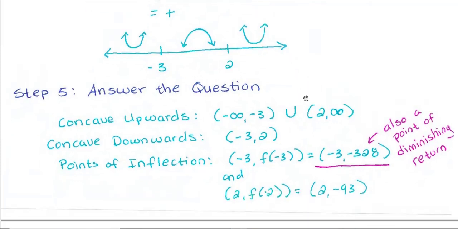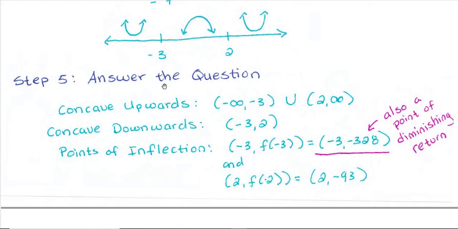And so now we have enough information to answer the question. My function is concave upwards from negative infinity to negative 3 and 2 to infinity. It's concave downwards from negative 3 to 2. These are all intervals. Now our points of inflection are ordered pairs. So we have points of inflection. Where do we change concavity?